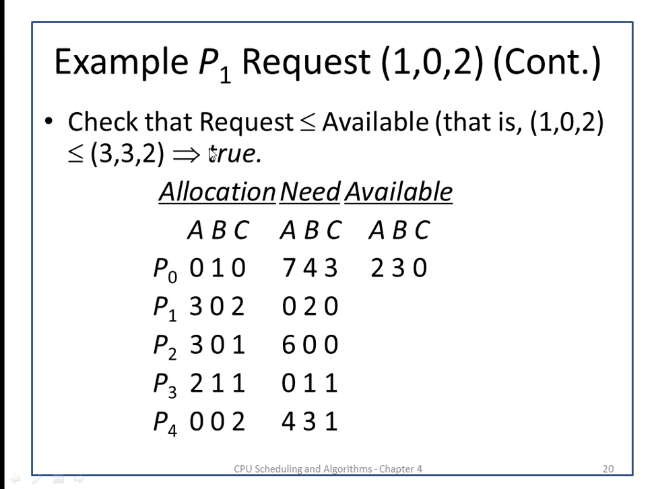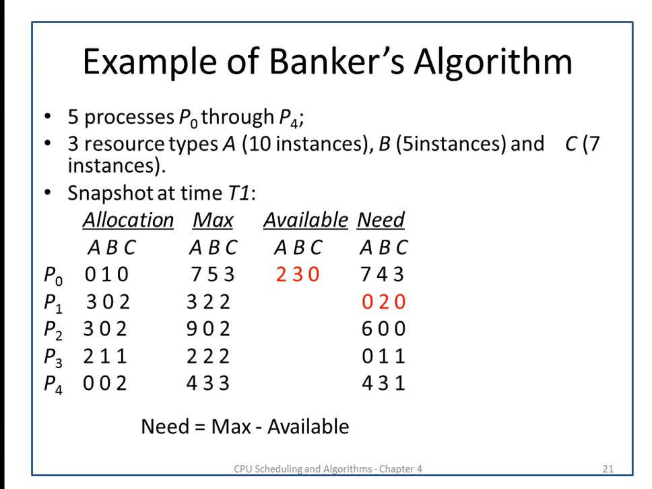Now we will assign these resources to the process P1, so that the process allocation will be now updated as 302 and the available will be modified as available = available - the new request. So now this is our available now. Now we will find the need of this P1. The remaining need is 0 2 0. Now this is our updated available. So let us check for this particular available what is the safe sequence.